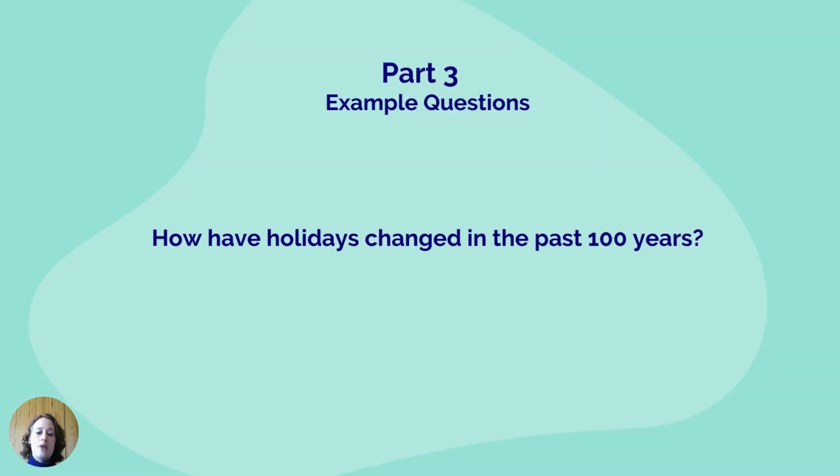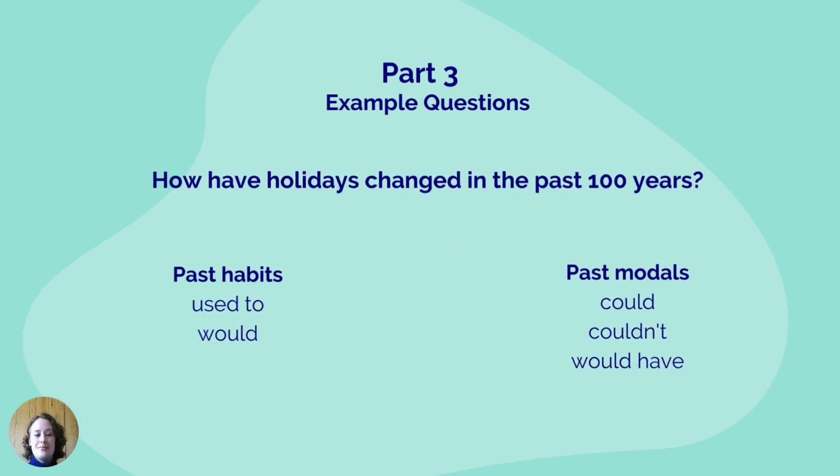Keeping in mind the grammar marking criteria we've just looked at, here's our first sample question for today. And our question is, how have holidays changed in the past 100 years? So, what kind of grammar structures do you think we can use in our answer? Remember, the question was, how have holidays changed in the past 100 years?